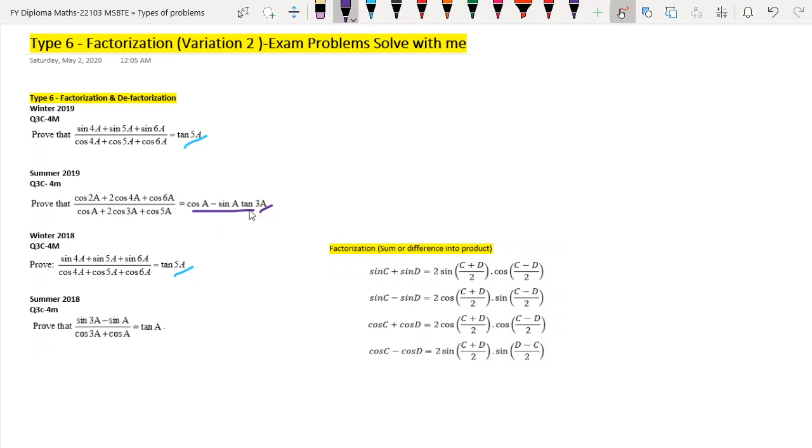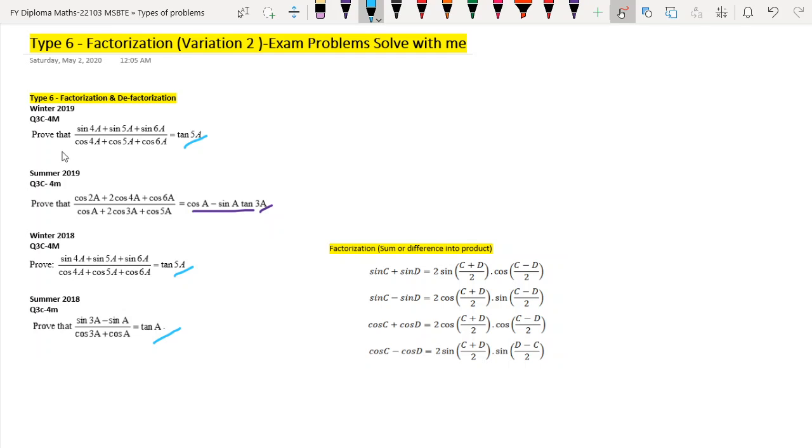So that's a difference. Anything that is in sky blue color, this one and this one and this one, has just one trig function, and we'll talk about that as variation 2 in this video. In the next video we'll talk about this one, which is in violet color, where you have multiple trig functions, which is variation 3. So let's move on.